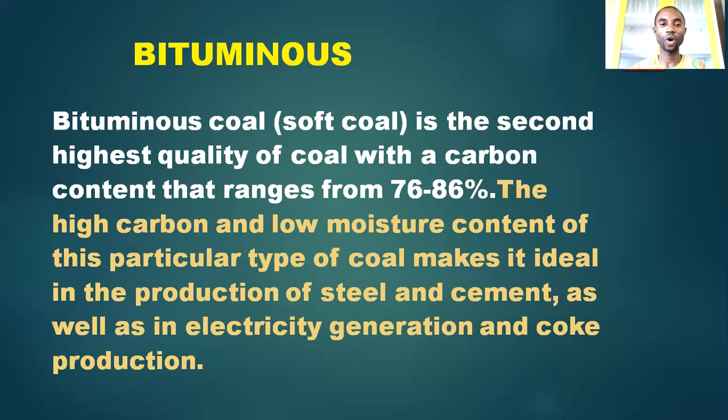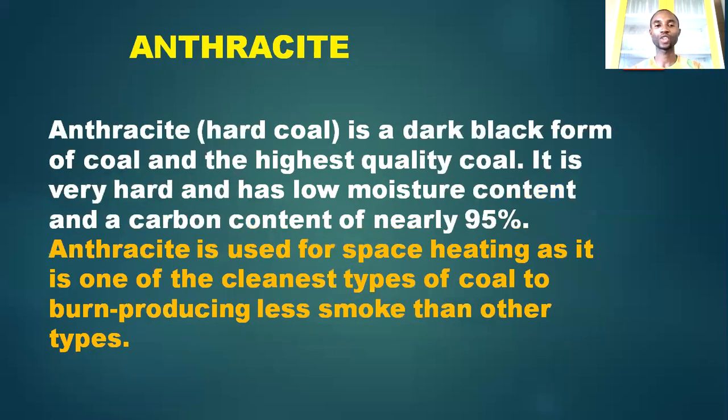Then lastly, we have what? We have anthracite coal. This is a hard coal. It's a dark black form of coal and is the highest quality coal. It is very hard and it has low moisture content and a carbon content of nearly 95%. So it's nearly all carbon. It is the highest grade of coal.